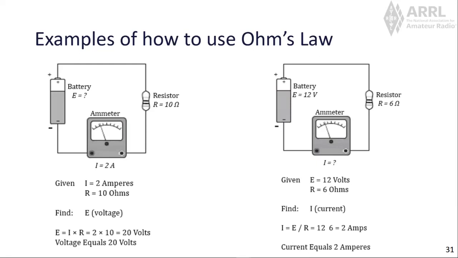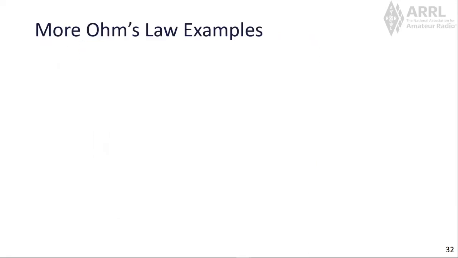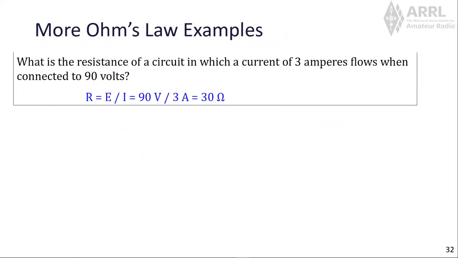Next. Okay, now we're going to do them without the drawings. I'm just going to use the math. What is the resistance of a circuit in which a current of 3 amps flows when connected to 90 volts? So we want to find R. So if we cover the R, we're going to have 90 volts divided by 3 amps. It's going to give us 30 ohms.